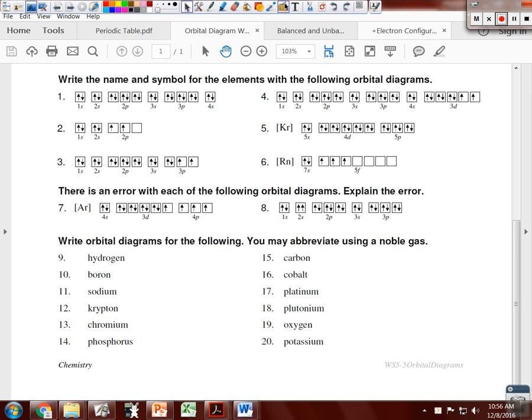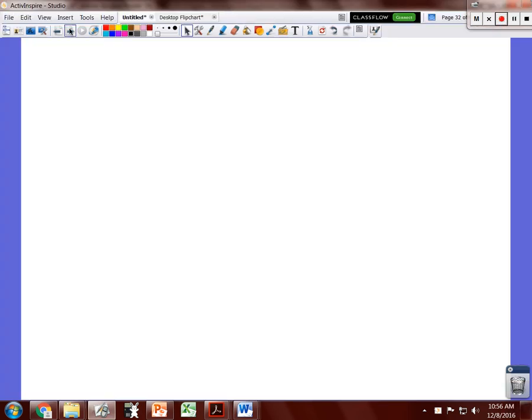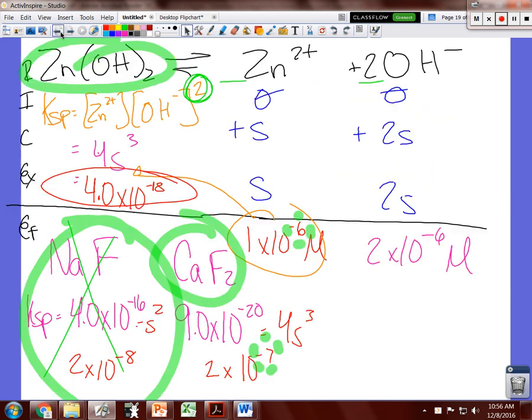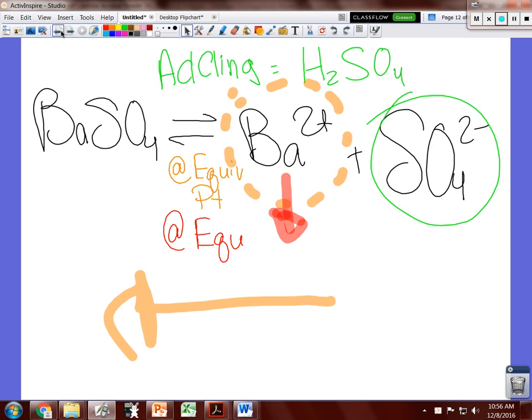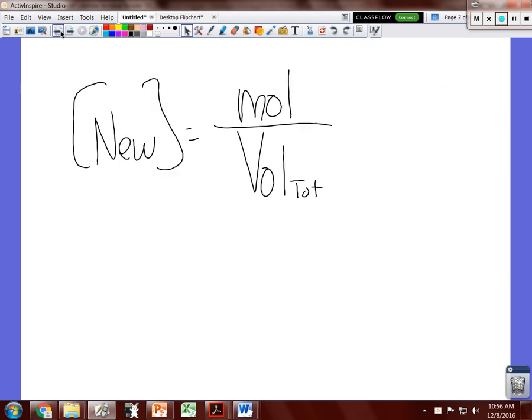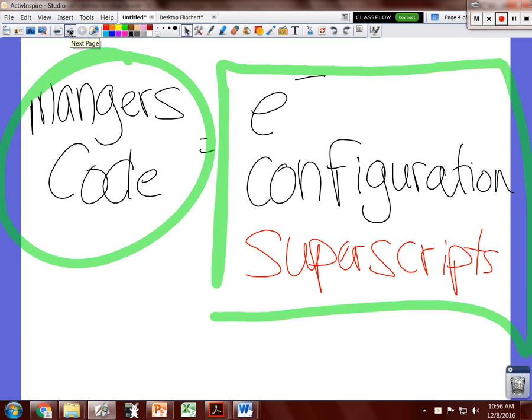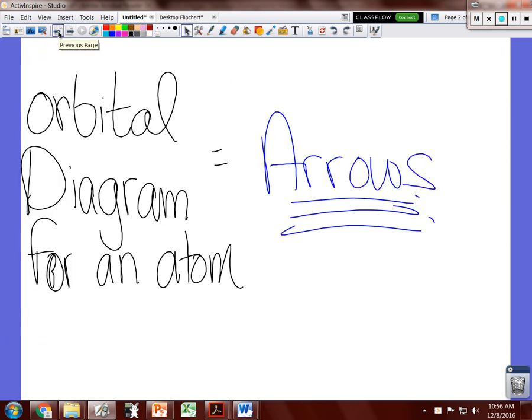All right, remember there's two things. The first thing is, and I don't know if I wrote it or not, there's two terms that you guys need to know. The first term is the electron configuration. If you see the term electron configuration, what that means is you're going to do the superscript version. We haven't seen this to a degree yet, but we're going to come back to it. The other term is the orbital diagram.